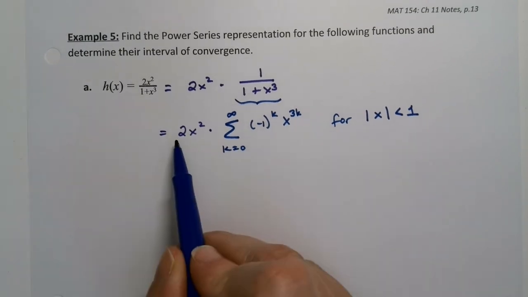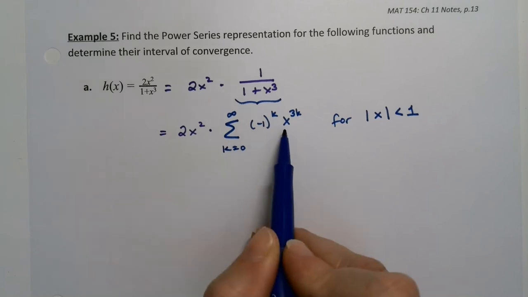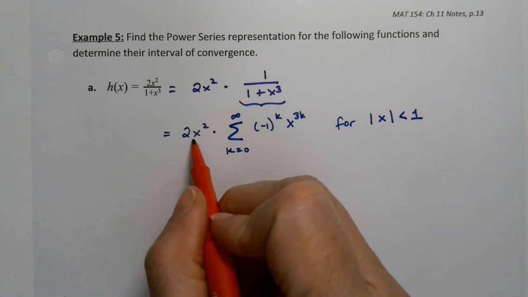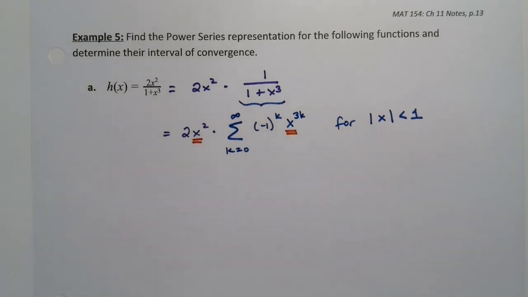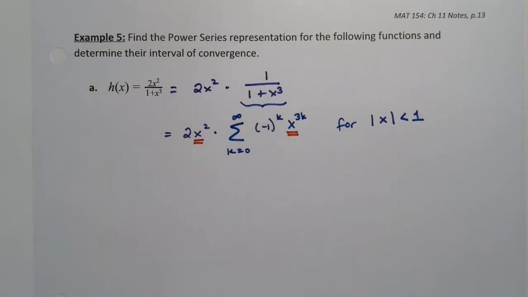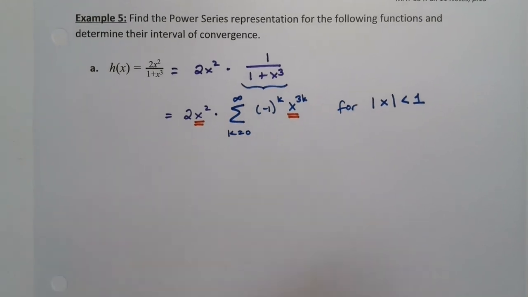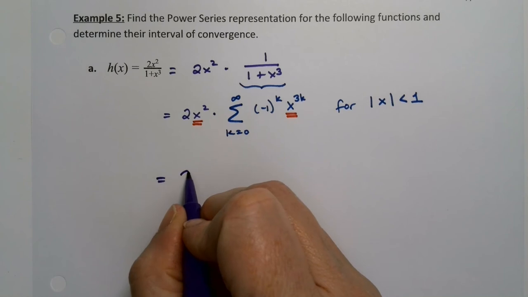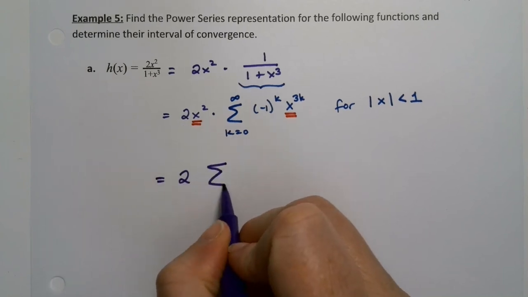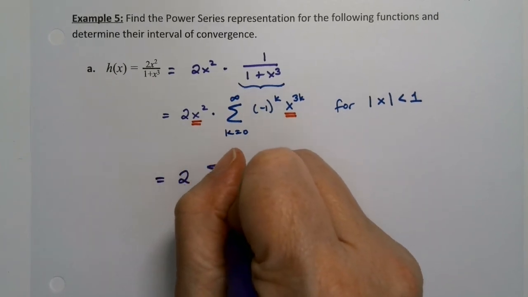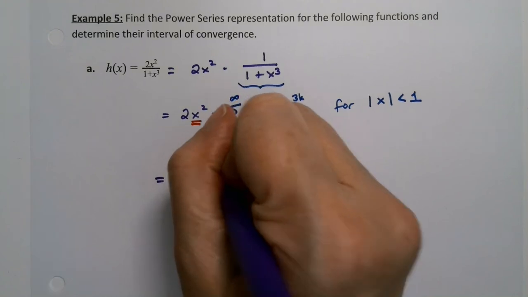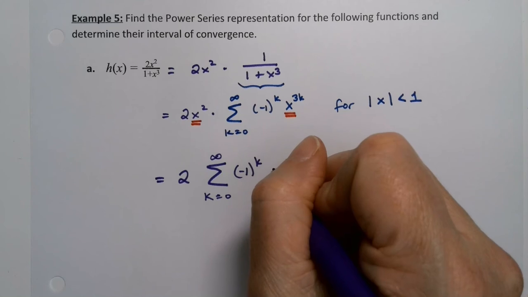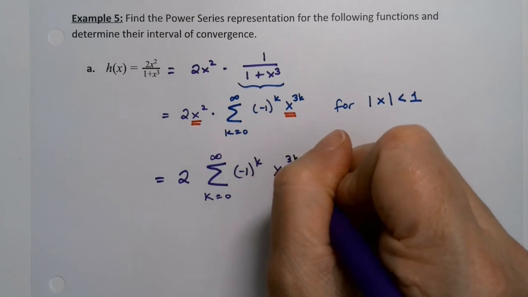Now, I want to add in the 2x squared piece to this. So I had an x squared here, and I have an x to the 3k over here. So I want to pull that in and put those pieces together. That's going to make a new series, which is 2, still sitting out in front. If you want, you could put it inside, it's not going to hurt anything, of the sum from 0 to infinity, negative 1 to the k, so it's an alternating series, x to the 3k plus 2.